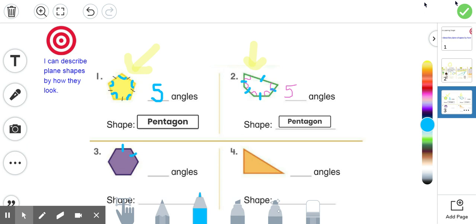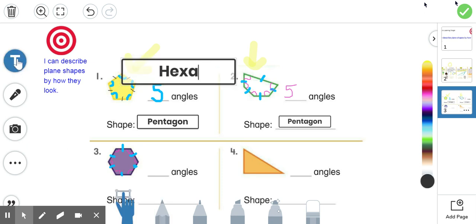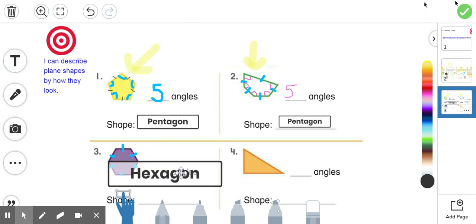1, 2, 3, 4, 5, and 6. Now I'm going to see if there are 6 angles. There should be 1, 2, 3, 4, 5, and 6. Awesome. That means this shape is definitely a hexagon.